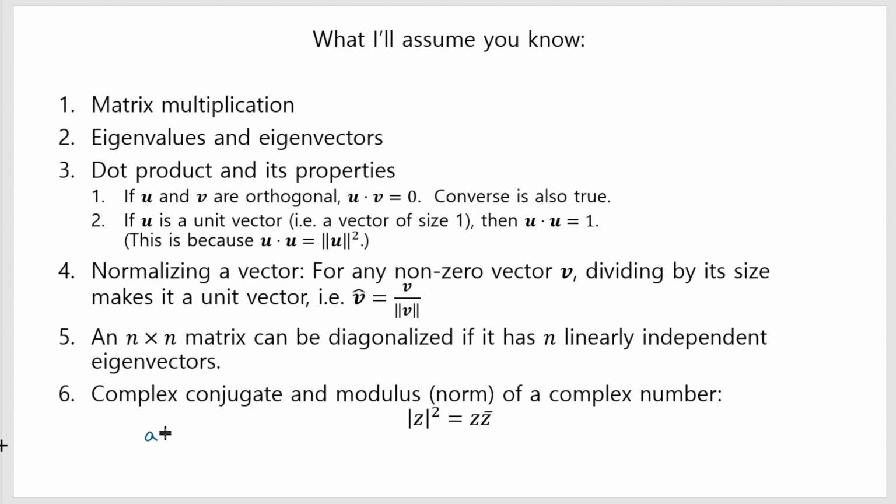This is a very easy concept. If you have a plus bi, where i is the square root of -1, if you take the complex conjugate of it, you get a minus bi. And multiplying a plus bi times a minus bi is the same as a squared plus b squared. So it's the same as the norm squared. So you have this identity, okay?